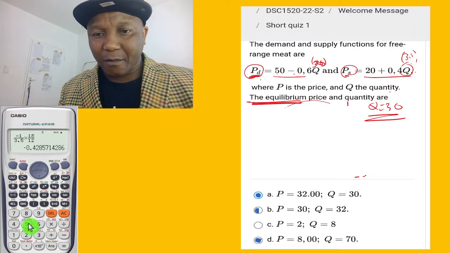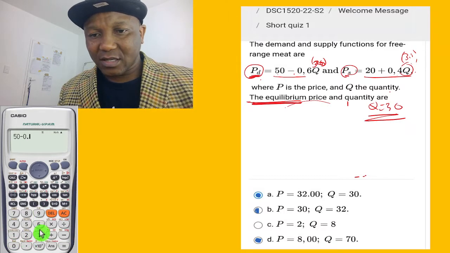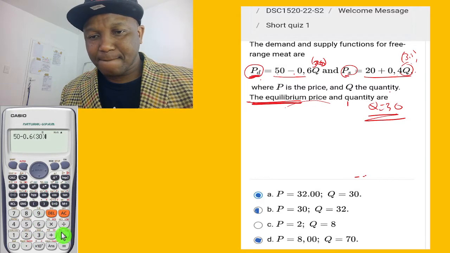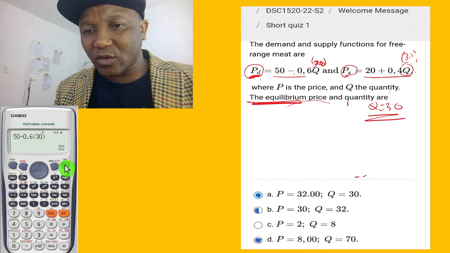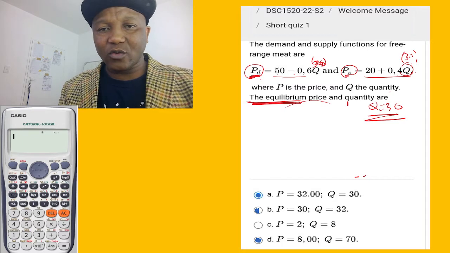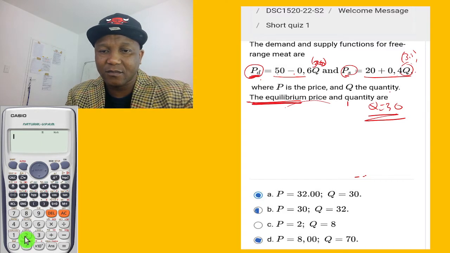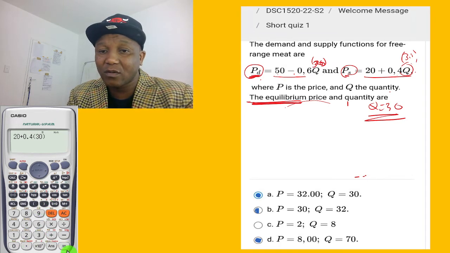So I'm going to say 50 minus 0.6 bracket 30. That gives 32. So P equal 32. I could even have used the other equation, 20 plus 0.4Q. So I could have said 20 plus 0.4 bracket Q, what is Q? Q is 30. So we expect to get 32, just like the previous one.